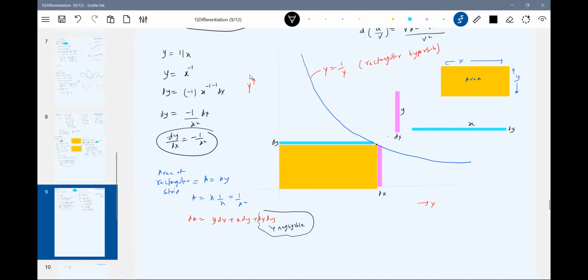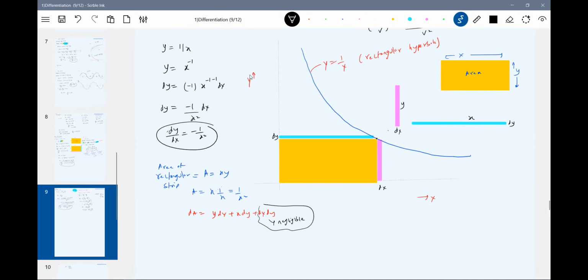Let me minimize so that you can see complete. So what shall we do now? dA is equal to y dx plus x dy. So y is equal to what? 1 by x. dx, dy, already we have calculated. dy will become minus of x square dx, and this will be negligible. So finally, I'll end up with dA is equal to dx by x minus dx by x.